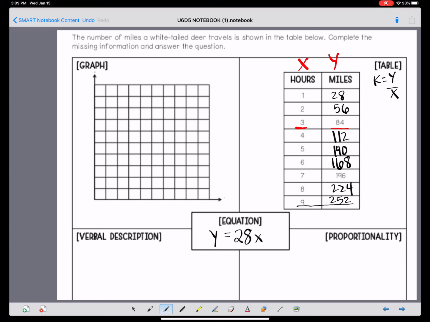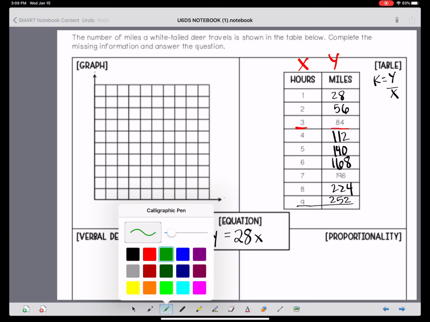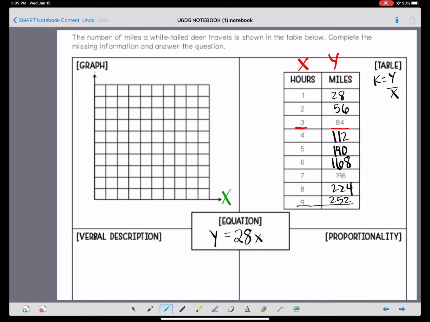Okay, now let's take a look at our graph. We have our x value on the bottom and our y value. Our y-axis goes vertical. We need to go ahead and fill out this graph. I know hours is represented by x, so I'm going to write hours along the bottom. And my y value says miles, so let's write miles on the side.